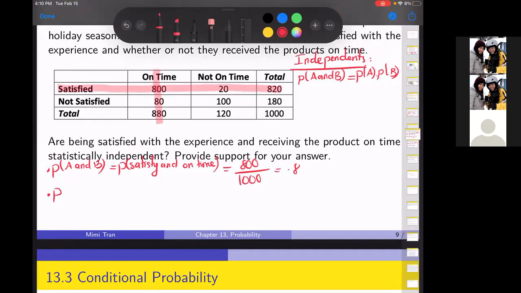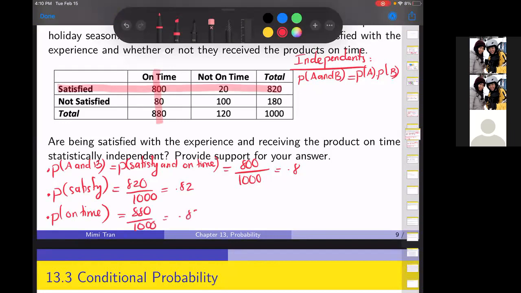I want P of A and P of B separately. So I want P of satisfied. Satisfied total is 820, divided by 1,000. So that's 0.82. What about P of received on time? You tell me, what should I put here? On time, okay, thank you. 880 divided by 1,000. 0.88.